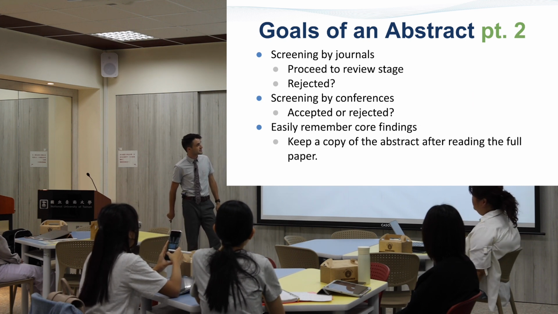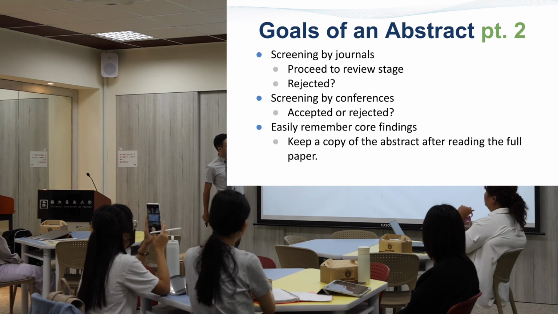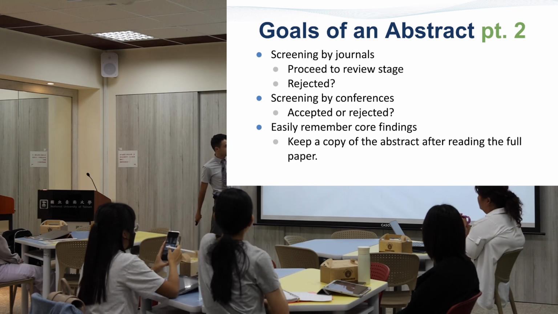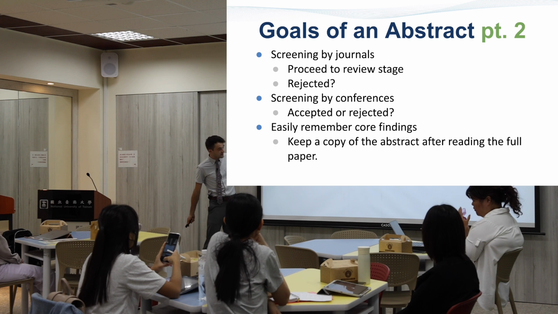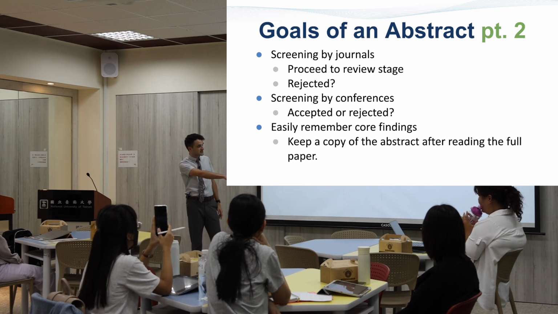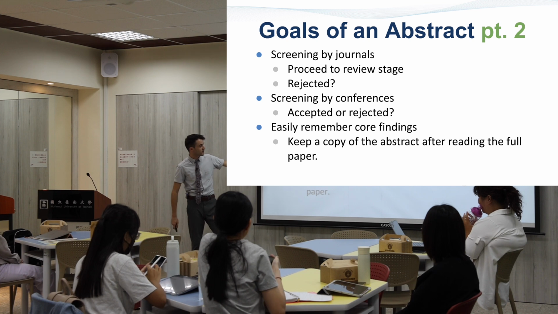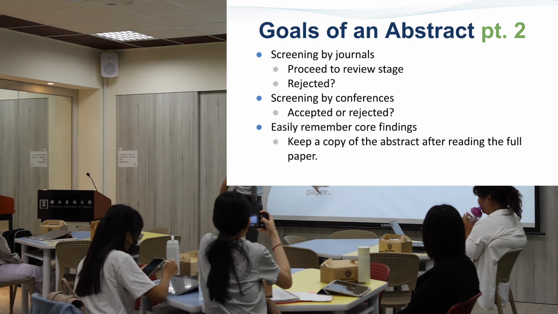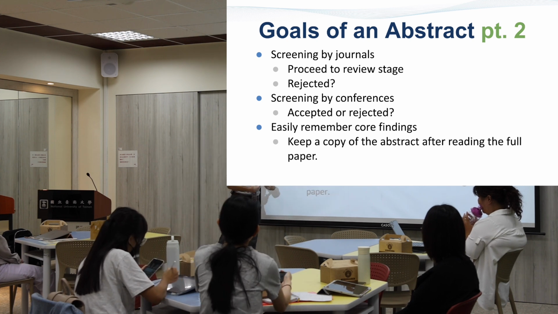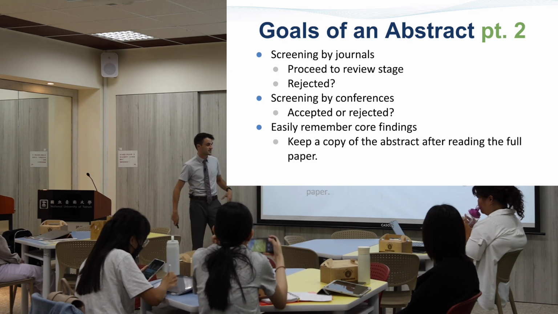Part 2, screening by journals. If you do well, you proceed to the review stage. Maybe you get rejected. Screening by conferences, same thing, accepted or rejected. Easily remember core findings: keep a copy of the abstract after reading the full paper. If I'm going to use a paper, I'm going to copy the abstract so I can keep it, so I can have easy access to what the paper is about.